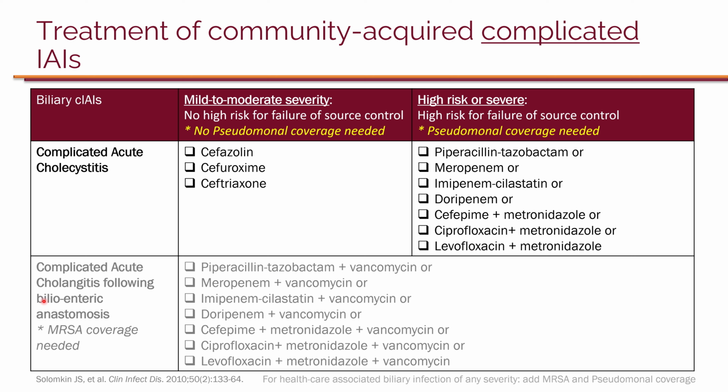When it comes to treatment of complicated cholangitis following bilioenteric anastomosis, one thing that's different is that it doesn't matter if it's mild to moderate or high risk. Essentially, all patients need to have pseudomonal coverage. But also they need MRSA coverage. So vancomycin should be added to any of these agents.